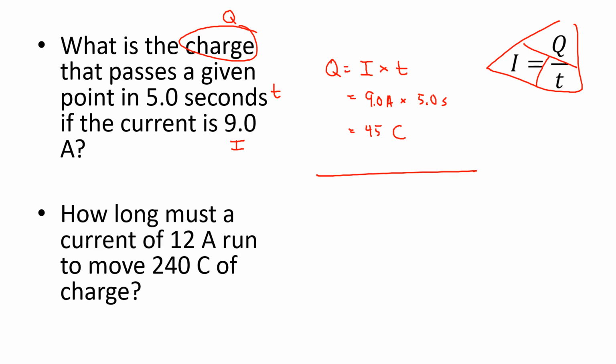How long must a current of 12 amps run in order to move 240 coulombs of charge? So this time we want the time. So time equals the charge divided by the current. And so we'll take our 240 coulombs of charge and we'll divide by the 12 amps of current. And it looks like that'll be 20 what? 20 seconds, which is the unit of time.